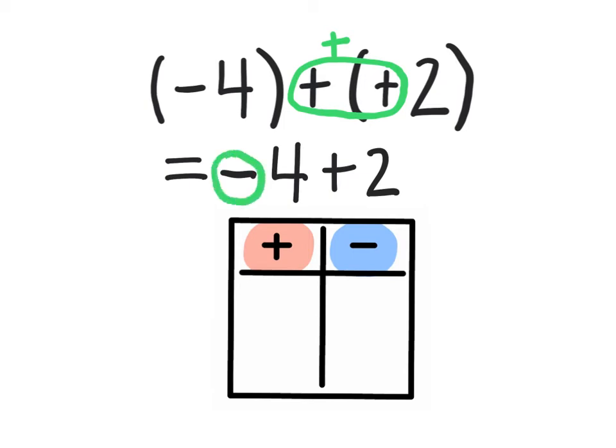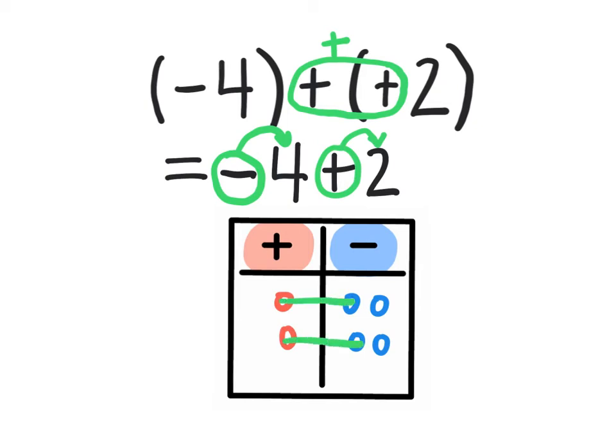The 4 will be on the negative team, and the 2 will be on the positive team. So we can draw that out. The 4 goes here, and the 2 goes here. Zero pairs can be created here and here, and we can see that overall the negative team is going to win by 2 points.